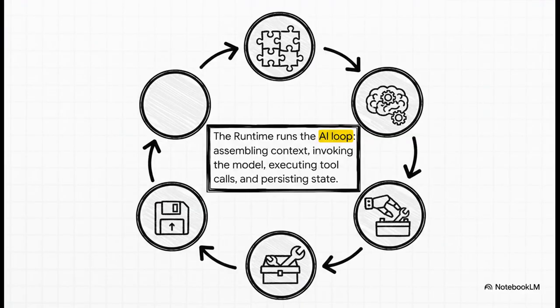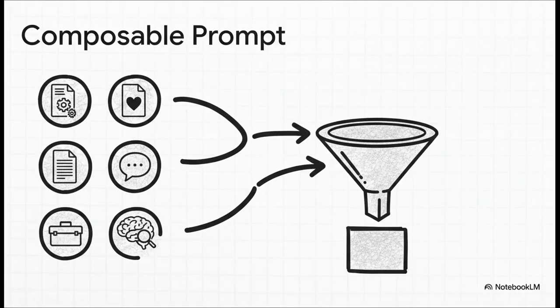So for every single thing you say to it, the runtime goes through this lightning-fast four-step process. First, it snaps together all the necessary context. Then it invokes the language model, sending that context over. As the model thinks and responds, the runtime is watching, and it intercepts any requests to use a tool, and then it executes it. And finally, it saves everything from that interaction back to disk, your message, the model's chain of thought, what the tools did, and its final reply. And this right here, this is one of the coolest parts.